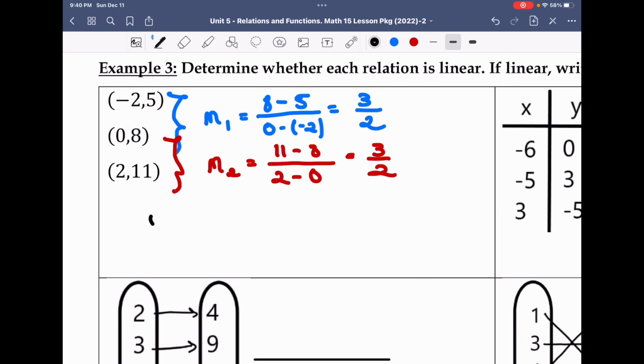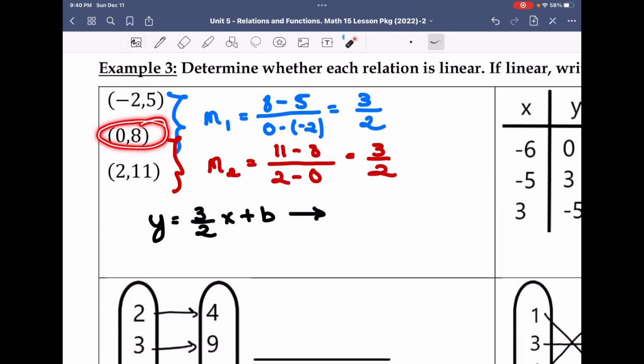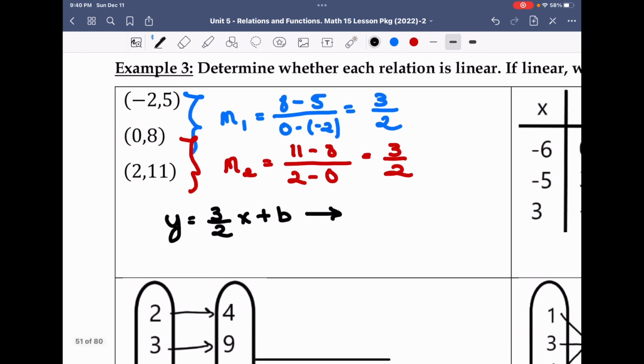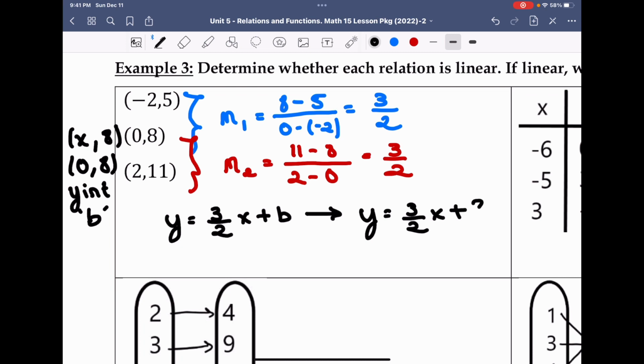And now, y equals mx plus b, where m is 3 over 2, so y = 3/2x plus b. We need the y-intercept. The nice thing is, we're actually given the y-intercept. When x equals 0, we have a value for y of 8, which means we have a y-intercept. So our y-intercept, or our b value, is equal to 8, and we can fill this in. y is equal to 3 over 2x plus 8, and that would be our equation there.